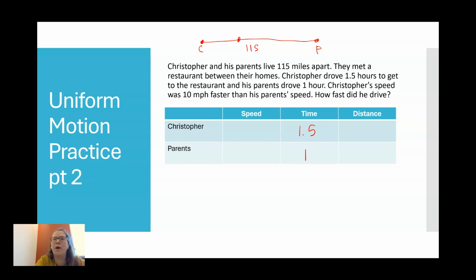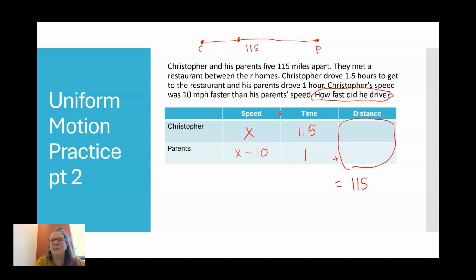So since my problem is asking me how fast did Christopher drive, I'm going to put that in as my X, because that's the thing I want to know at the end. I know he drove 10 miles per hour faster than his parents, so that means his parents were going 10 slower than him. And what do I know about distance? I know that all together, Chris's drive plus his parents' drive, made 115 miles. So this plus this equals 115.